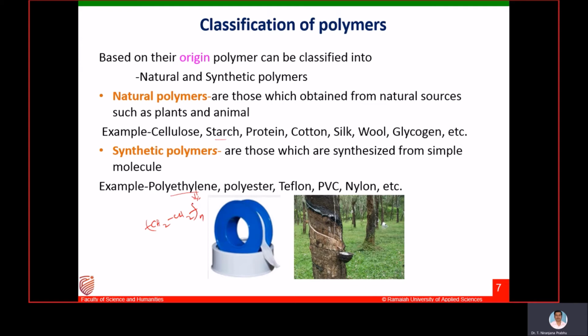There is one intermediate polymer class, what is called semi-synthetic. For example, if you treat cellulose with nitric acid, it becomes cellulose nitrate, which is a semi-synthetic polymer. If you treat it with acetyl chloride, it becomes cellulose acetate. So they are semi-synthetic polymers. That is another class among these.